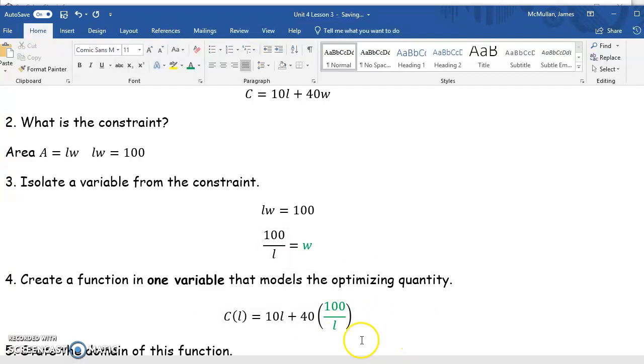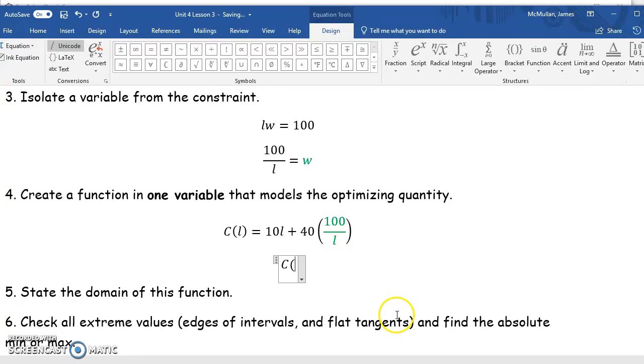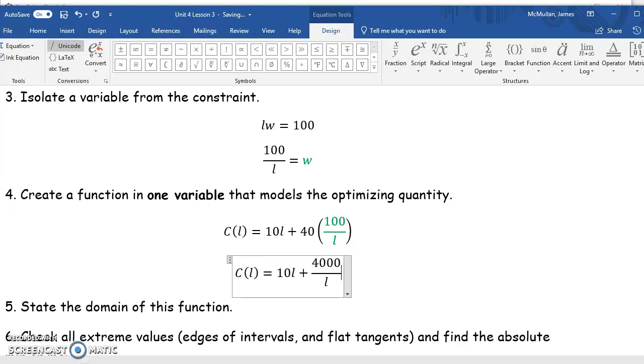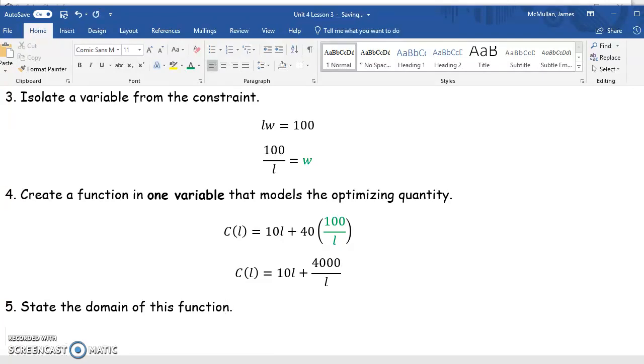The reason that we do this is so that we can create a function. The function only works in terms of one variable, and we get 10L plus 4,000 over L. And this is an equation that we can definitely minimize the cost of. So state the domain of the function.